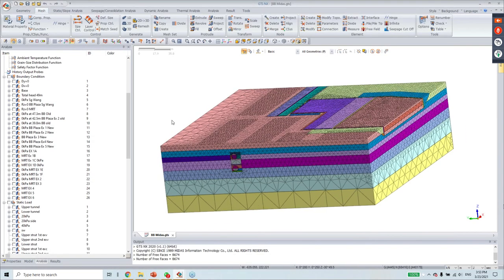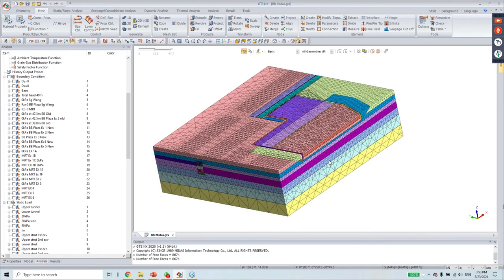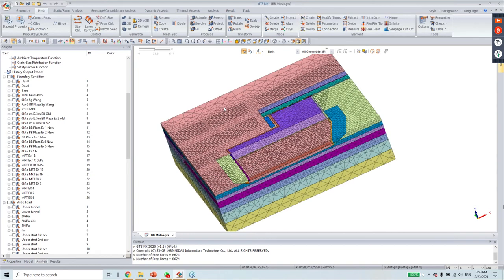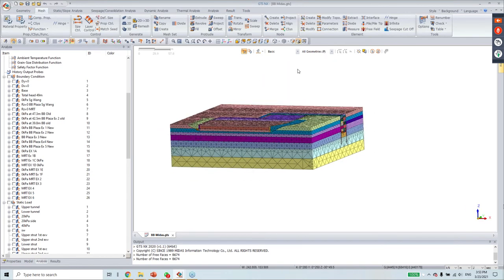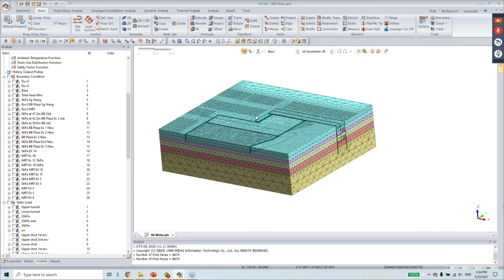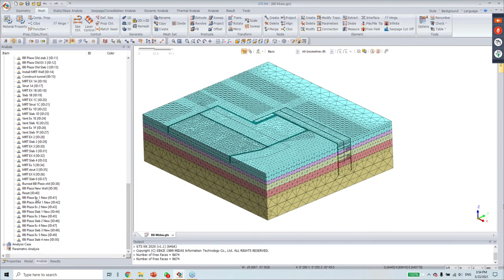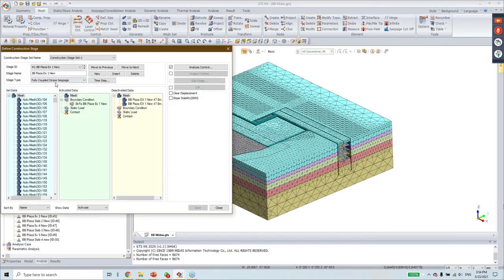Next, I will go to the big model. That is multiple excavations, twin tunnels, and the various low-rise buildings surrounding the basement excavations. The highlight of this analysis is that we simulate the problems by using the fully coupled effective stress analysis. All right, fully coupled effective stress analysis.